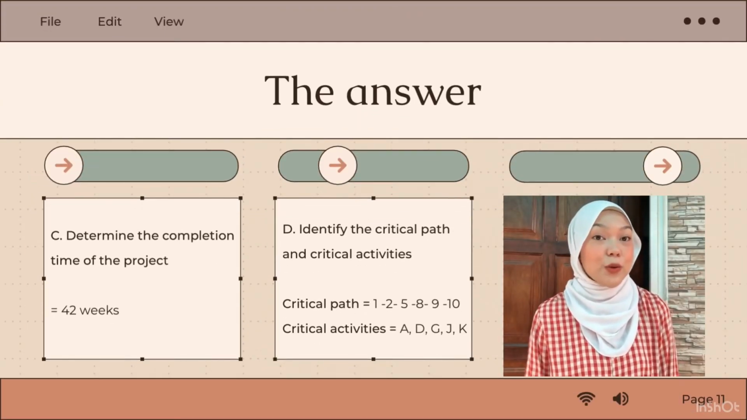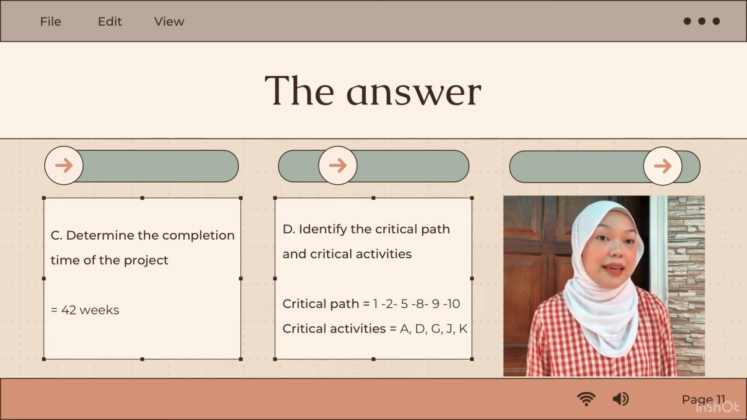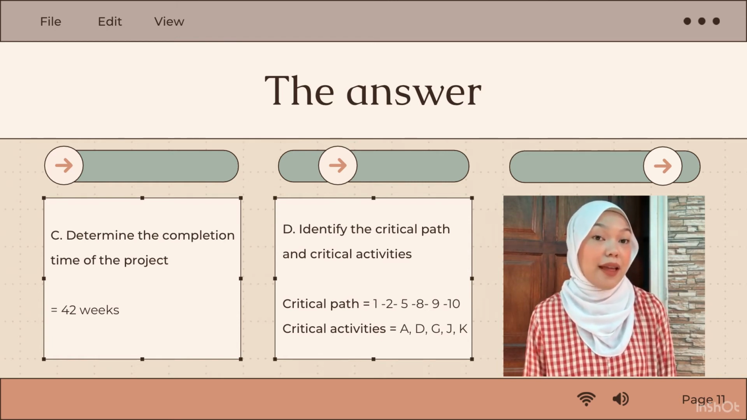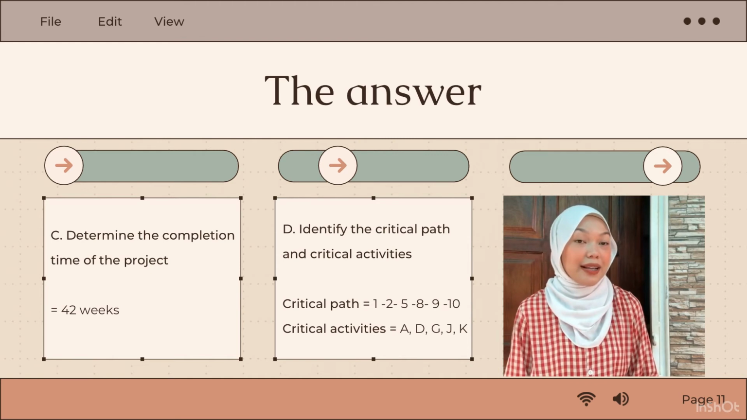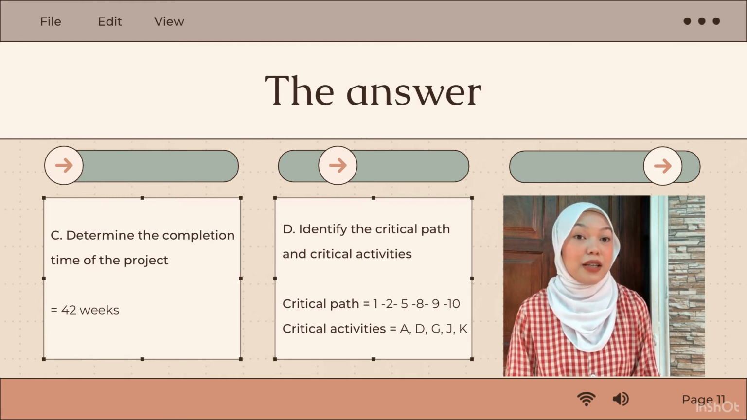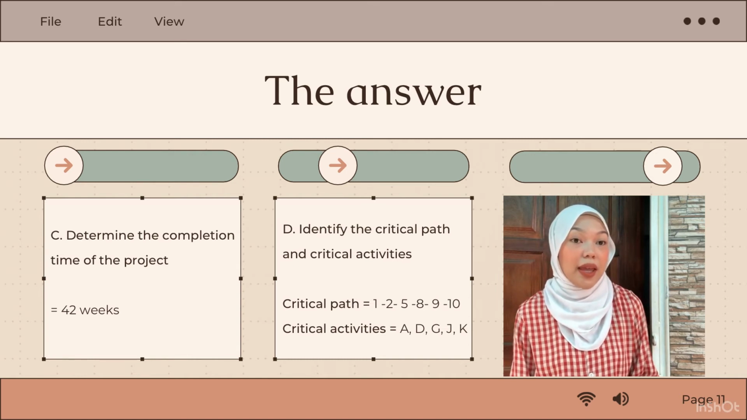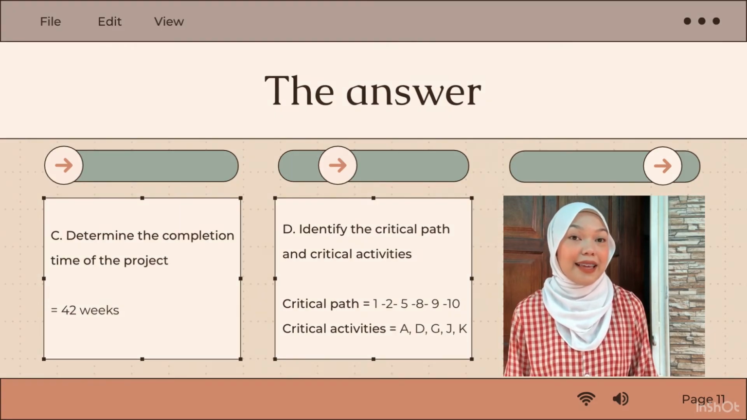Moving on to the next question, determine the completion time of the project. The completion time of the project is 42 weeks because EET and LET for the last event on node 10 is 42 weeks. Next question is to identify the critical path and critical activities. The critical path of the project is the longest time of the project. All activities along the critical path are called critical activities that need to be completed on time. The critical path is 1, 2, 5, 8, 9, and 10, while the critical activities are A, D, G, J, and K.